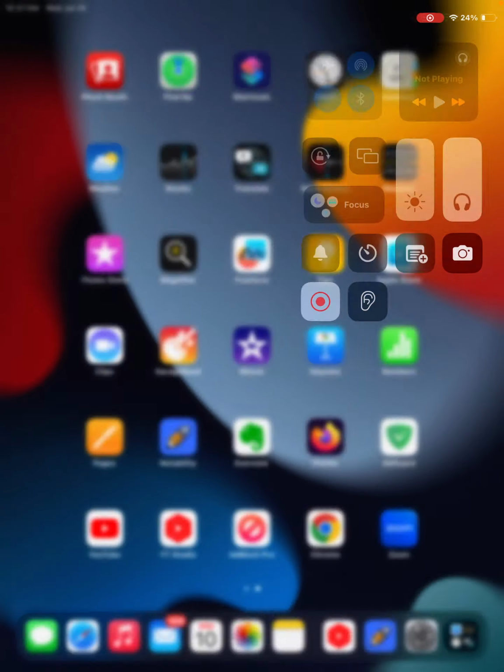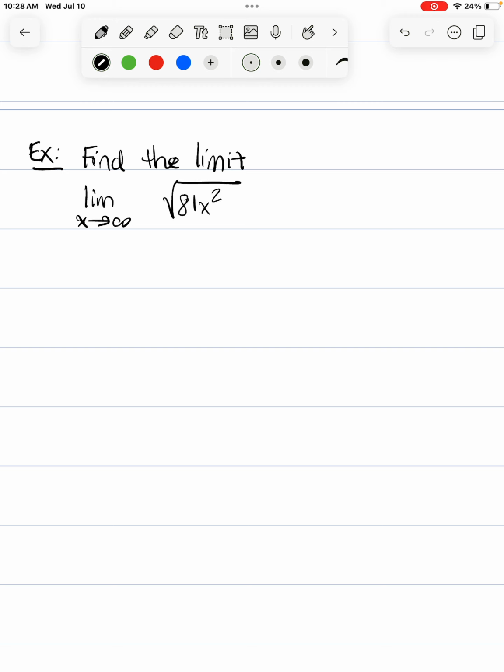Okay, in this video I want to do another example of a limit at infinity. So let's do this next example. It's to find the limit. So find the limit as x goes to infinity of the square root of 81x squared plus x, this is inside the square root, and then minus 9x. That whole thing.